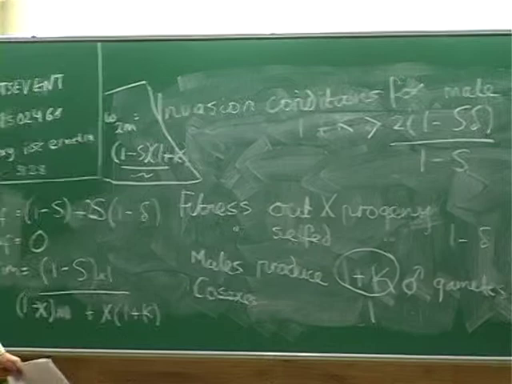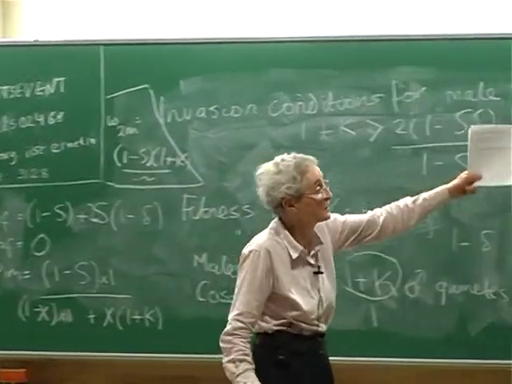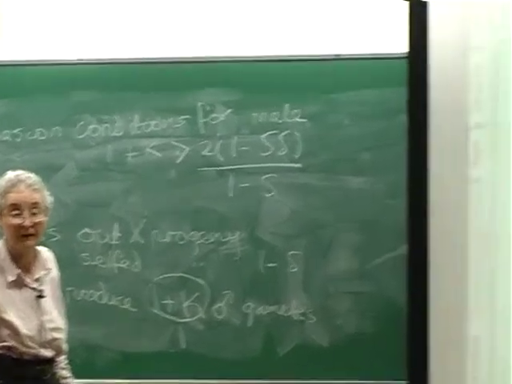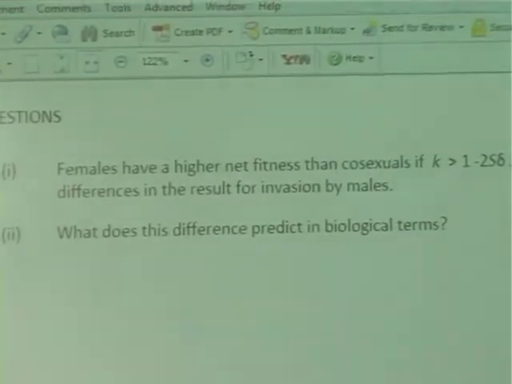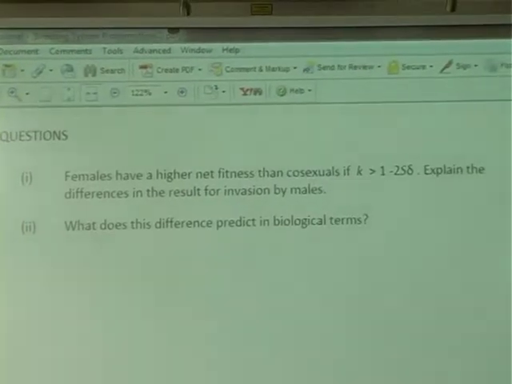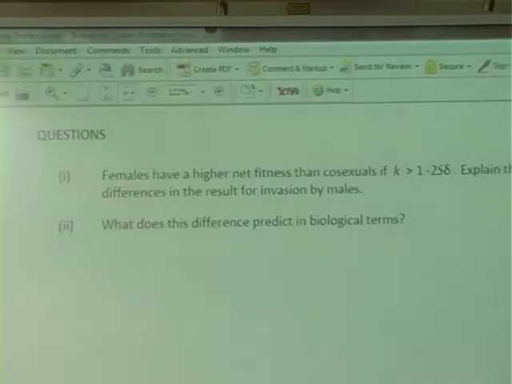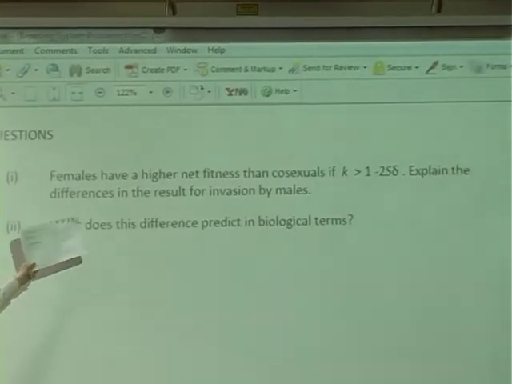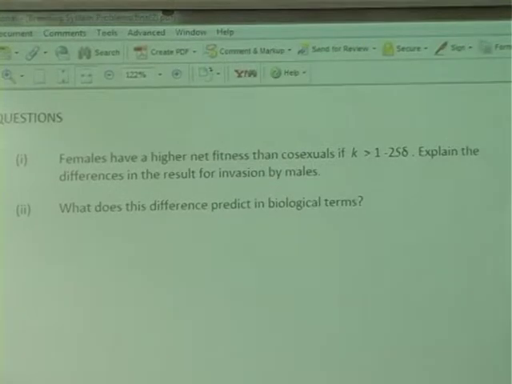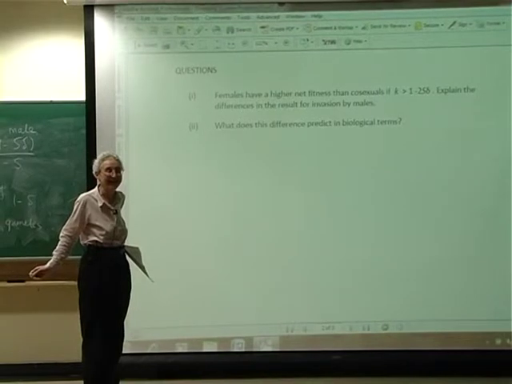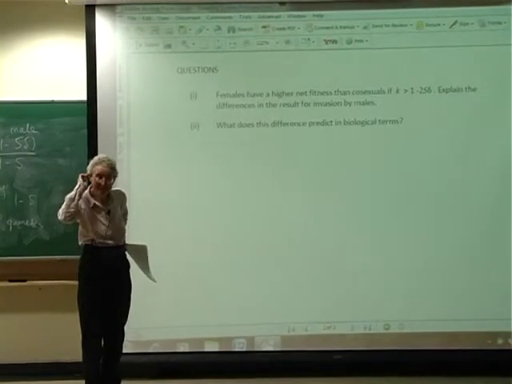So what would be the result for females if there was no self-fertilization, if we are completely outcrossing? Taking this one. What would you have if you had a completely outcrossing population for the invasion of females? That's very, very simple from here. I can hear people saying something. Say it loud.